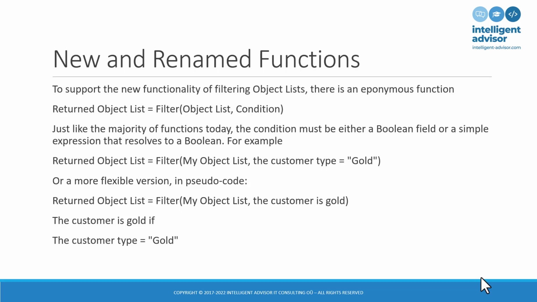The filter function, like most of the entity functions of today, requires a condition. And that condition must either be a Boolean or a simple expression that can easily be resolved to a Boolean. So, for example, filter my object list, comma, and of course the comma will depend on your region, the customer type equals gold. That will work because it's a simple expression that can easily resolve to yes or no. Or you could use the more traditional and slightly more flexible version, which is to put the Boolean directly in the function. So the customer is gold, and then in another rule block, say that the customer is gold if the customer type equals gold. Both of those are perfectly acceptable.